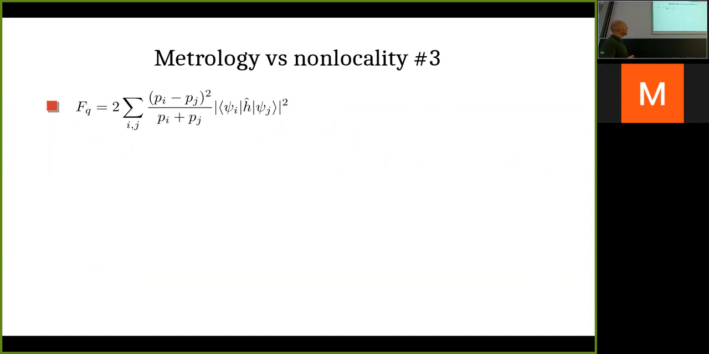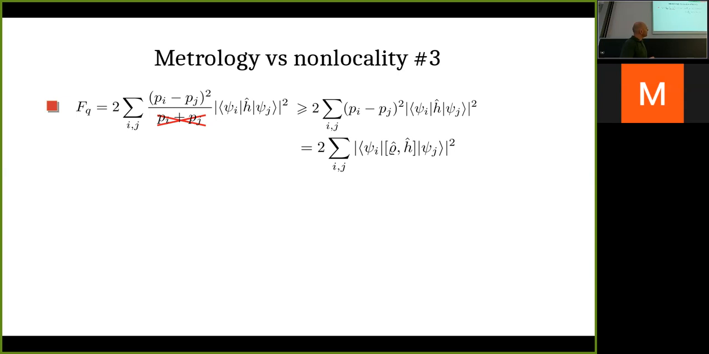So this is our FQ, and I neglect the denominator. If I neglect the denominator, I decrease the value of FQ. Why? Because these are the eigenvalues, so the sum of only two of them is smaller or equal than unity. If you kick this out, you provide a lower bound for FQ. I simply by hand erase the denominator, and this way I provide a lower bound for FQ. If I have a lower bound for FQ, then from the Cramér-Rao bound I have an upper bound for the sensitivity.